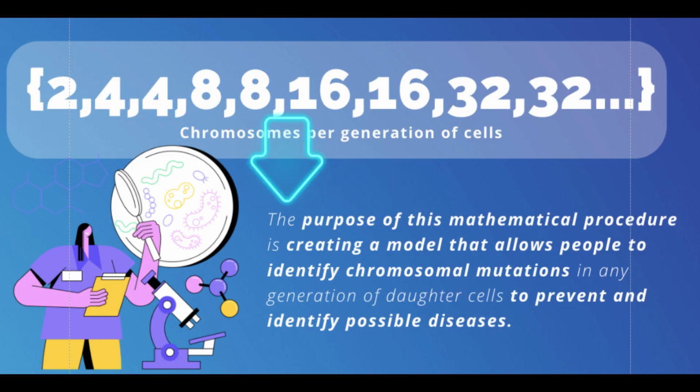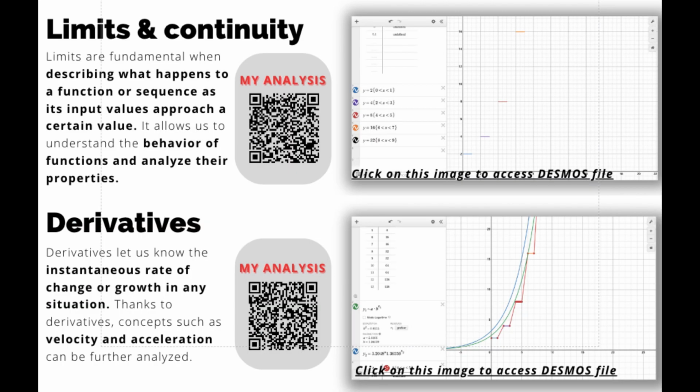It is crucial to remember that the purpose of this mathematical procedure is creating a model that allows people to identify chromosomal mutations in any generation of daughter cells to prevent and identify possible diseases. The next step in the project is analyzing limits and continuity.